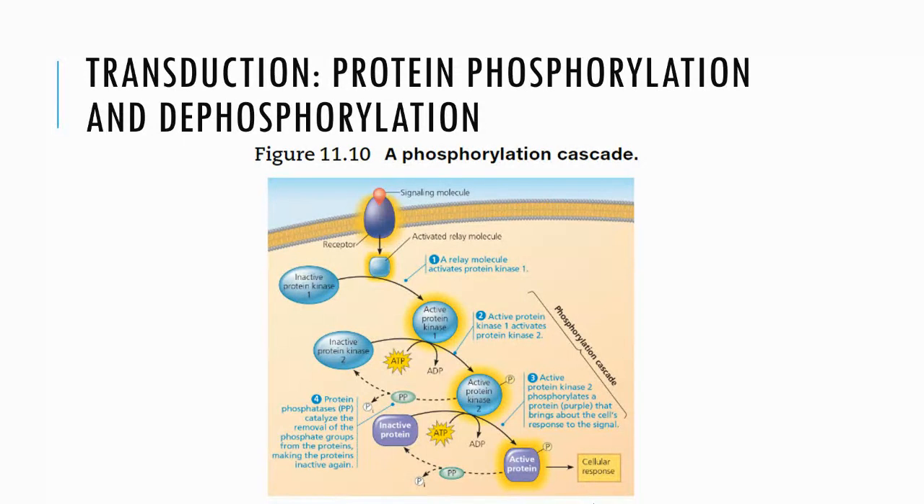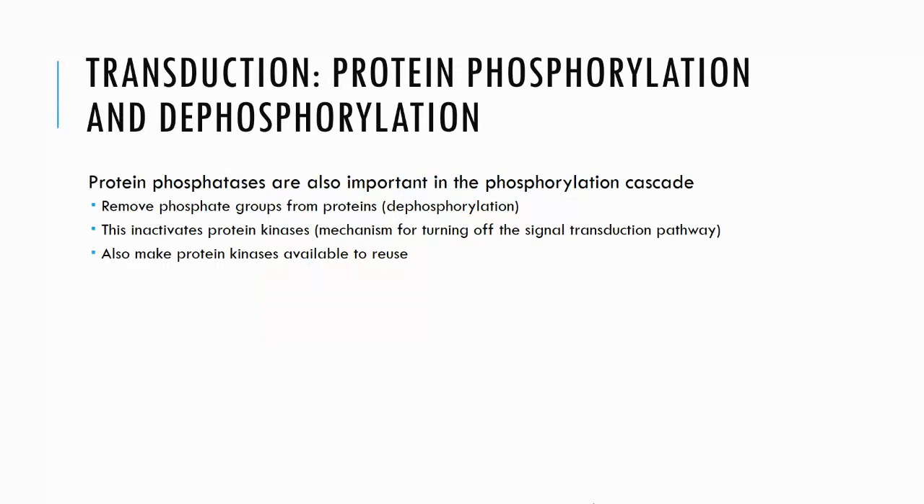And then we can remove those phosphate groups so that those molecules can be reused in another phosphorylation cascade later. Protein phosphatases are also important in the phosphorylation cascade because they will remove the phosphate groups from proteins, meaning dephosphorylation. This inactivates the protein kinases, which makes them available to be reused later on.